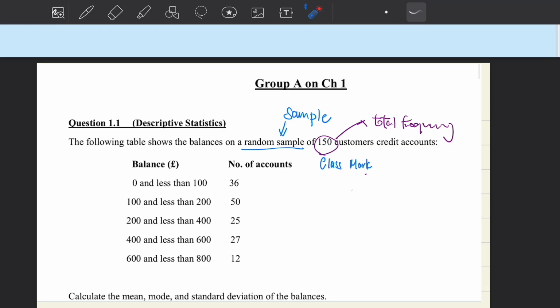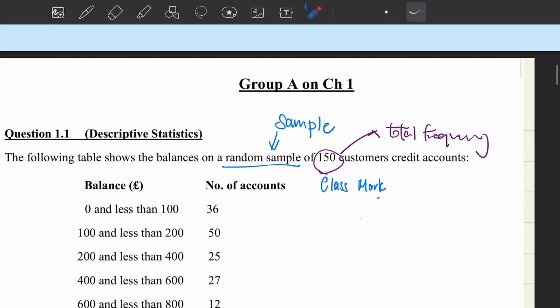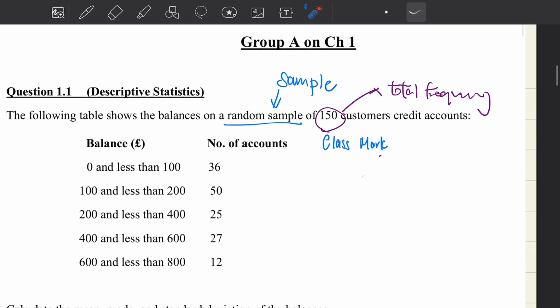In question 1.1, the following table shows the balance on a random sample of 150 customer credit accounts. The question mentioned that it's a sample question and the total frequency is 150. With the 5 items of balance and number of accounts, we need to first find the class mark, and the class mark of the question is 50.